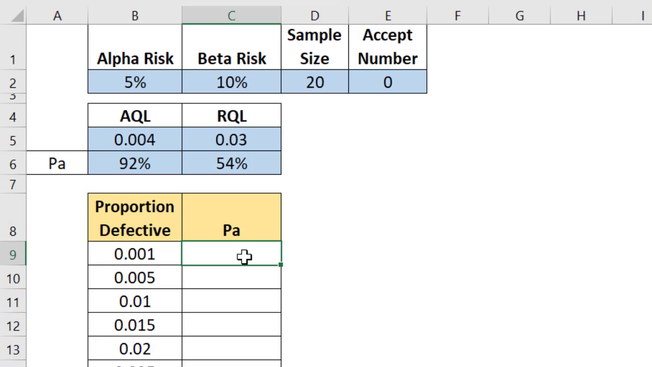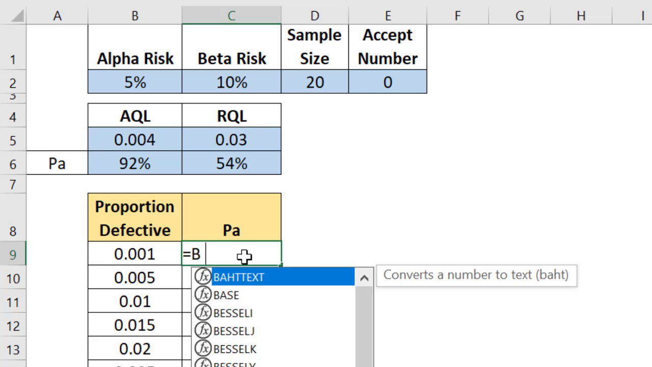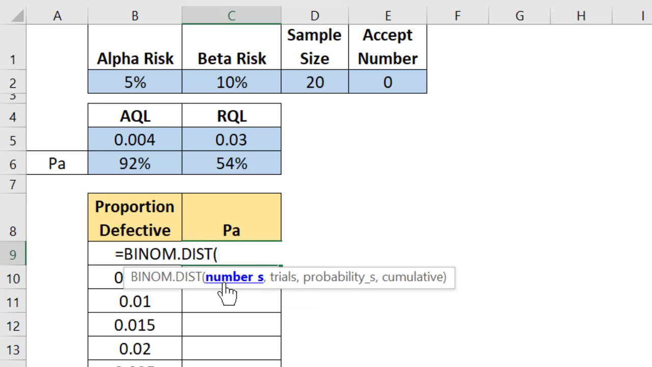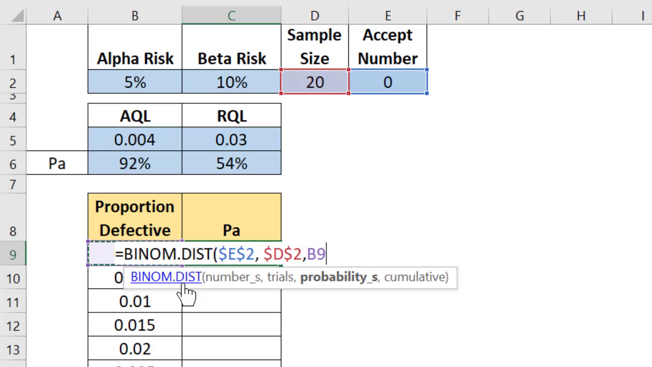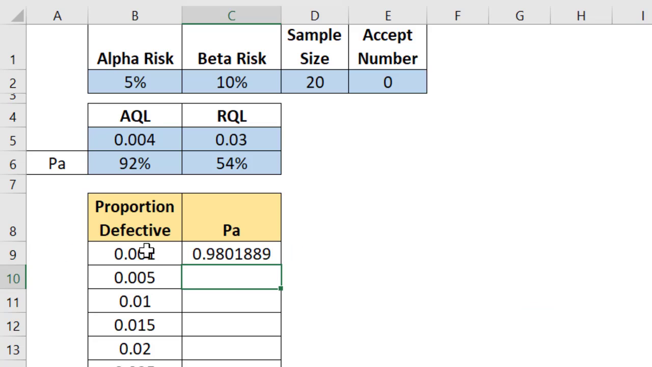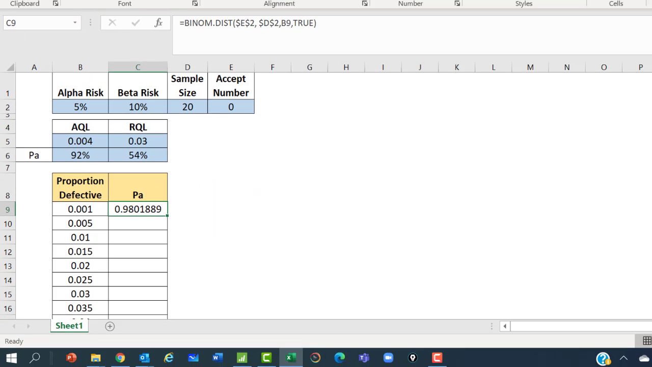So again, of course, I need to use the binom.dist function. The number of successes is again 0, and I use function f4, comma, trials is 20. I use function f4, comma. Now probability is the cell with proportion defective for the row, and then we select true. So the probability of acceptance at proportion defective of 0.001 is about 0.98 or 98%.